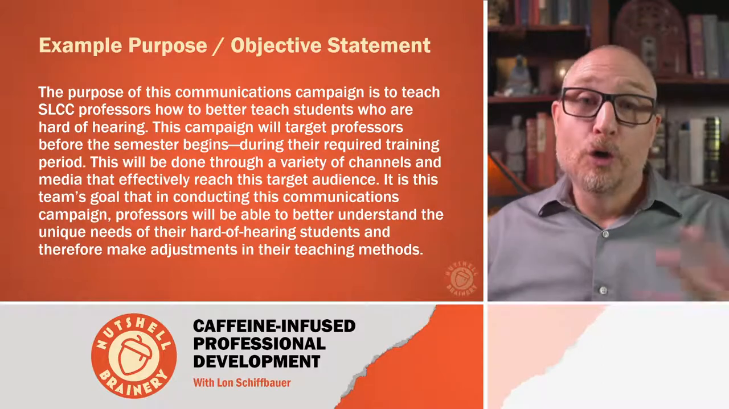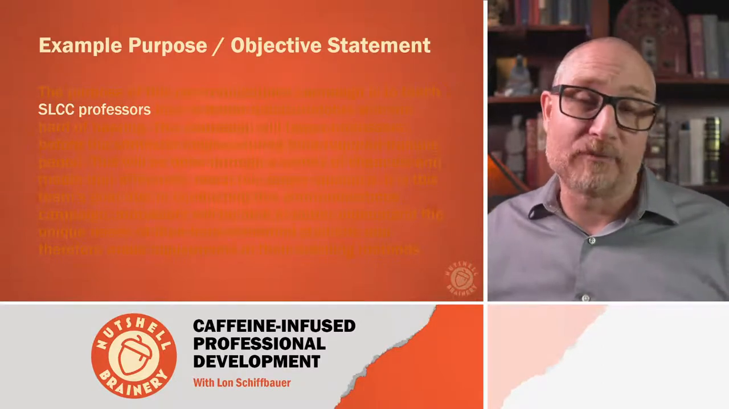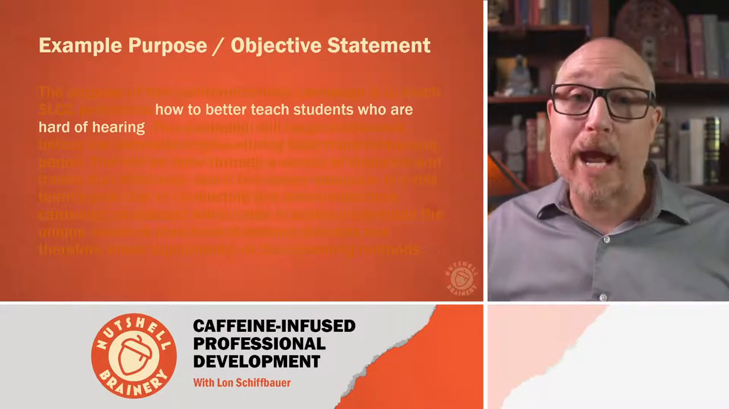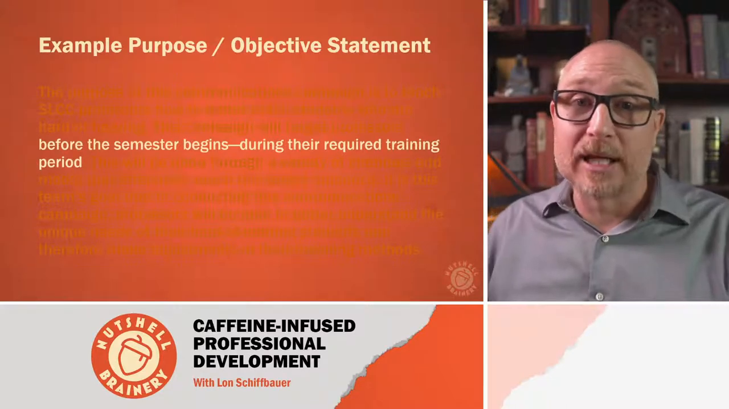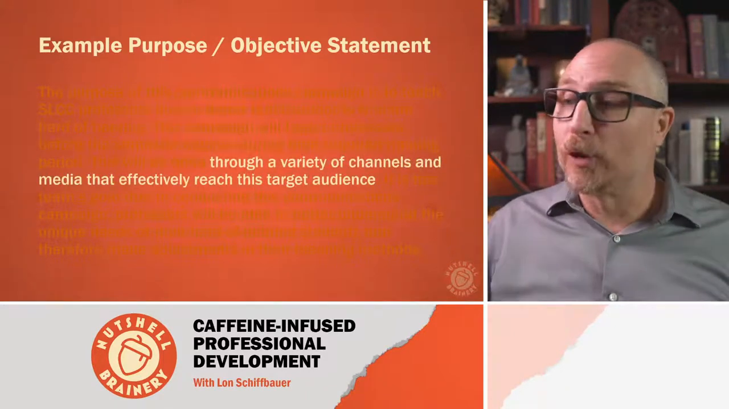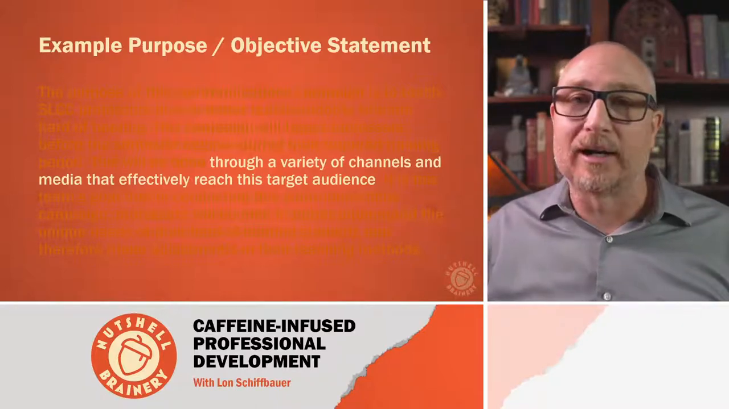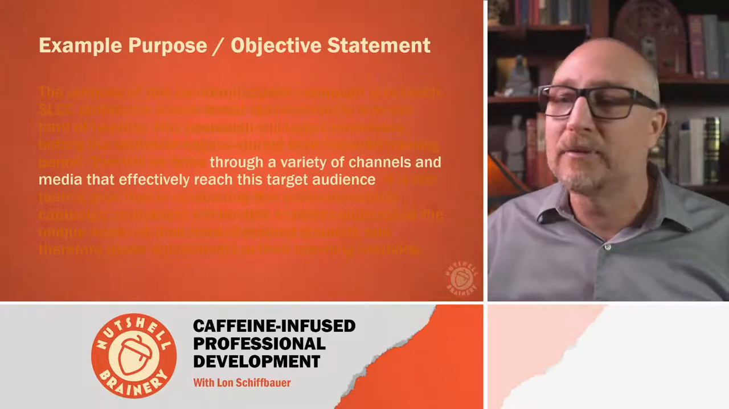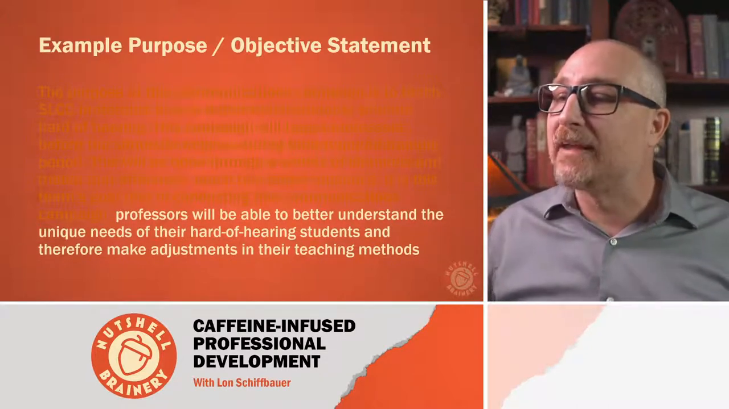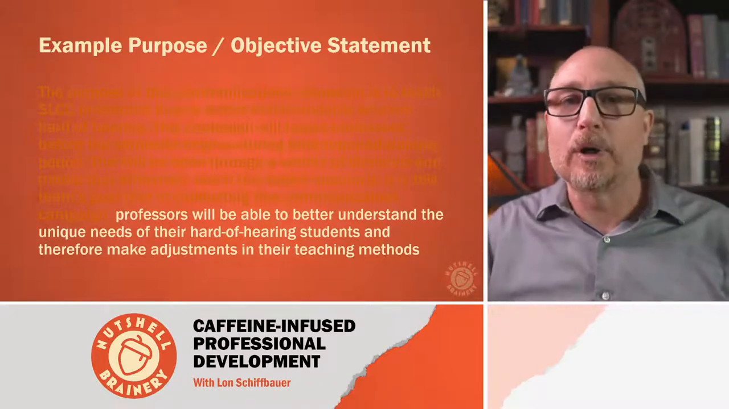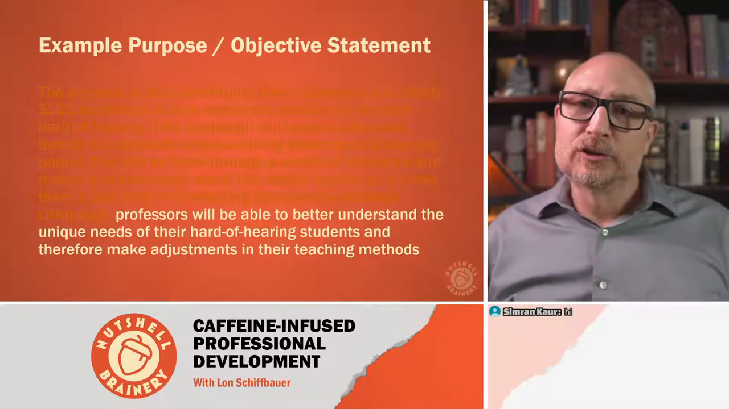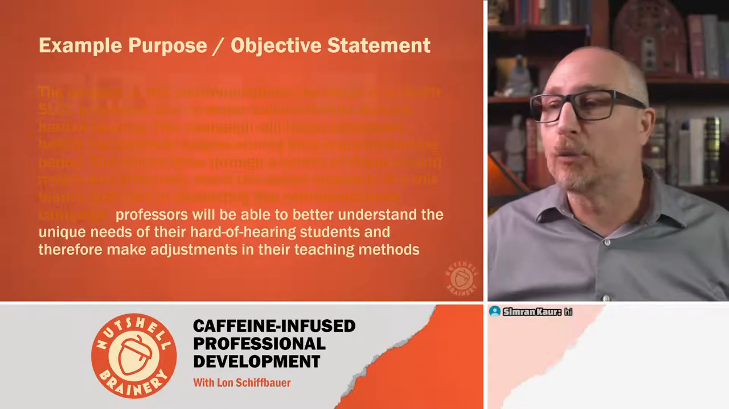Okay? So, who are they communicating with? Salt Lake Community College professors. What are they communicating? How to teach students who are hard of hearing. When are they communicating? Before the semester begins, during their required training period. Where and how? Through a variety of channels and media that effectively reach the target audience. The plan will go into detail; this is just the summary statement. And why? Professors will be able to understand the unique needs of their hard of hearing students and therefore make adjustments in their teaching methods. That's what we want. We want them to make adjustments in their teaching methods to better reach this group. So that's what your purpose slash objective statement will look like.